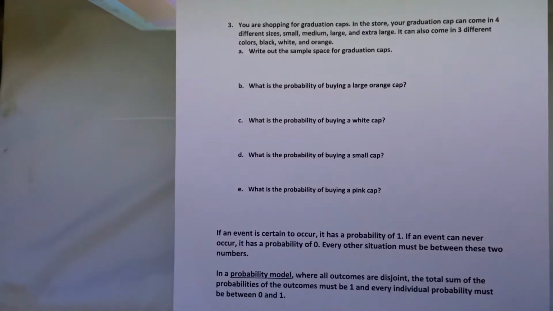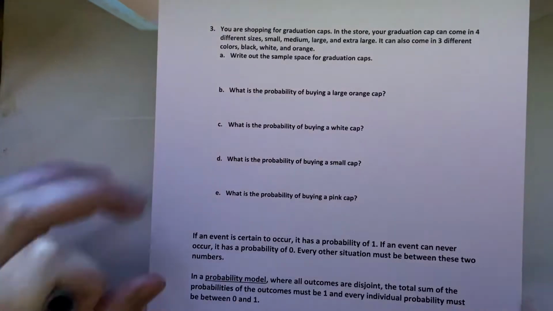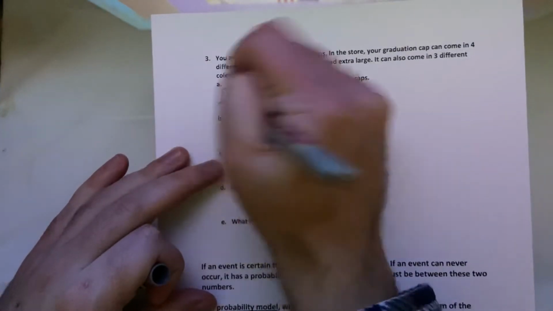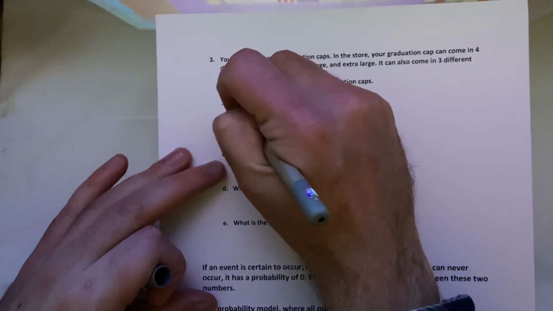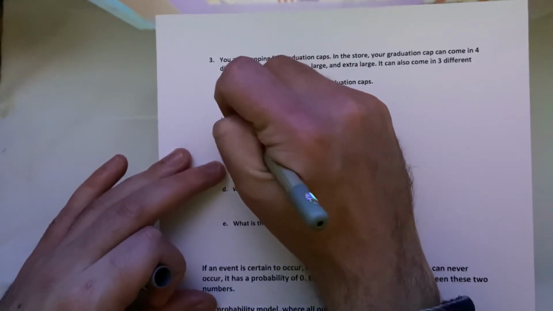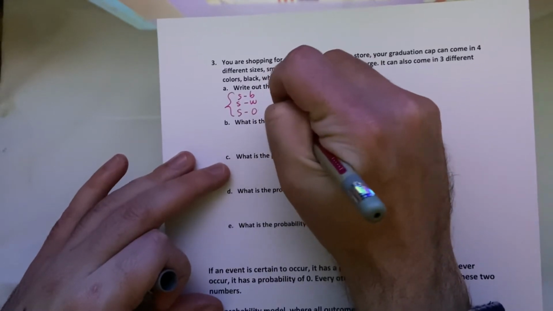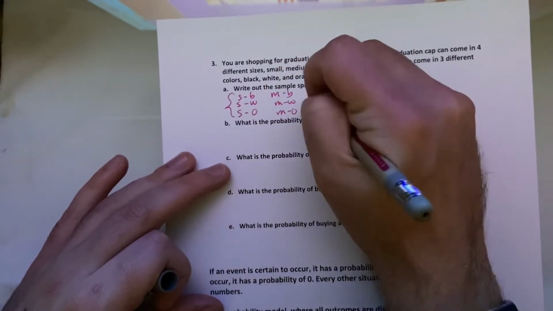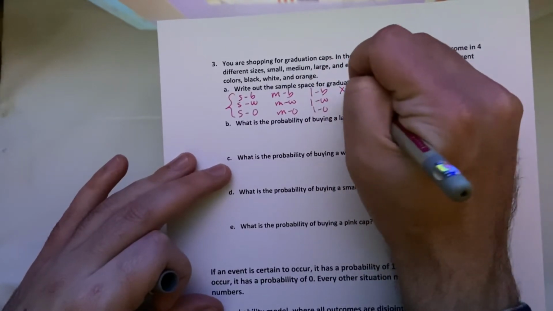So let's say you are shopping for graduation caps. In the story, caps come in 4 different sizes: small, medium, large, and extra large, and 3 different colors: black, white, and orange. Write out the sample space for graduation caps. Okay, we've got small and black, small and white, and then we've got small and orange. Same things with medium and large. We'll do X for extra large.